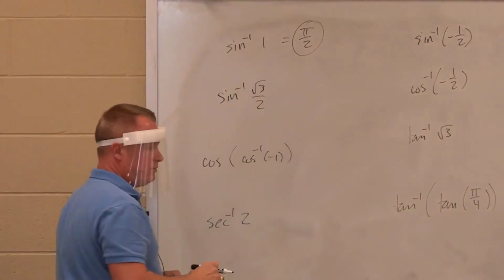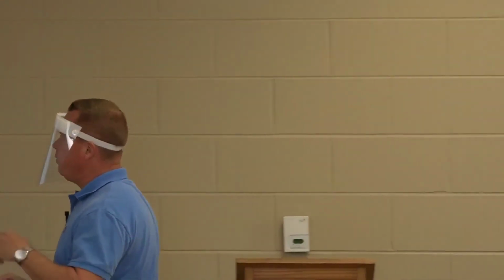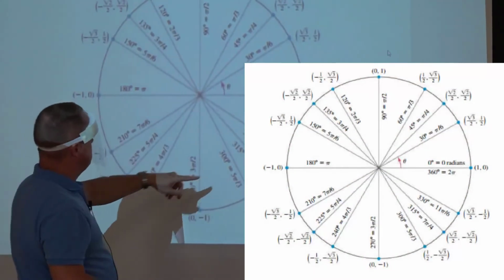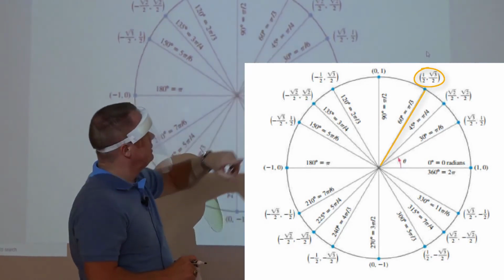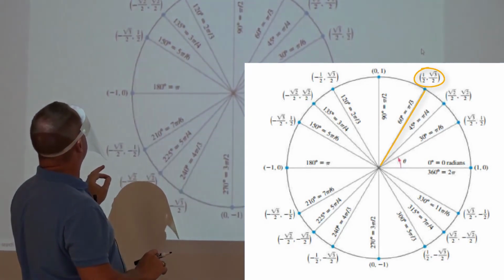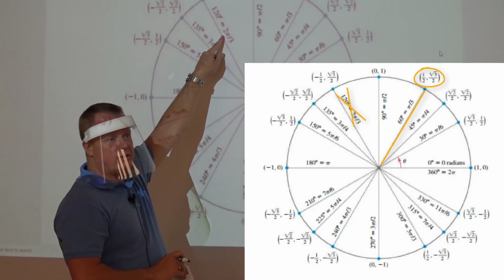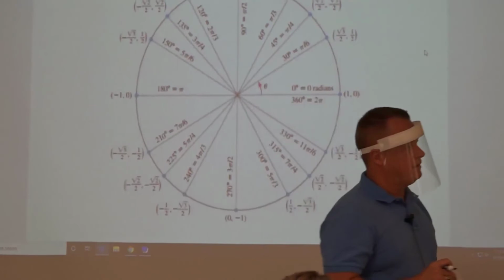Inverse sine of 1 is pi over 2. Okay, inverse sine of root 3 over 2. So where is the y root 3 over 2 in quadrants 1 and 2? It would be right here at pi over 3. It is not 2 pi over 3, because that's not where the inverse sine function is defined. It is defined to be pi over 3. Any questions about that?